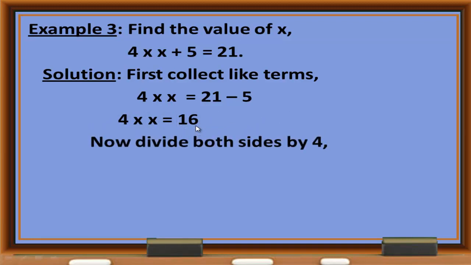Now divide both sides by 4. 4 times x is equal to 16, divided by 4. 4 divided by 4 is 1. 1 times x is x. 16 divided by 4 is 4.